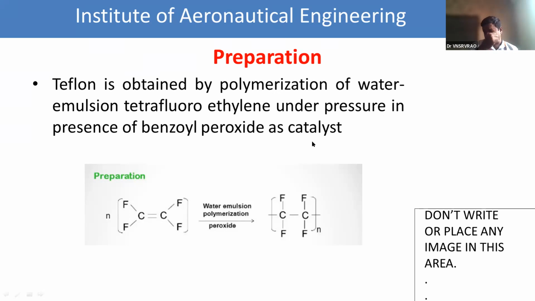Again, the catalyst is there to improve the speed of the reaction. And the equation is so simple. You remember the structure of ethylene. Generally the formula for ethylene is C2H4 and the structure is CH2 double bond CH2. The total 4 hydrogens are replaced by 4 fluorine atoms. That is called tetrafluoroethylene, which undergoes water emulsion polymerization in the presence of benzoyl peroxide to get polytetrafluoroethylene, also called Teflon.